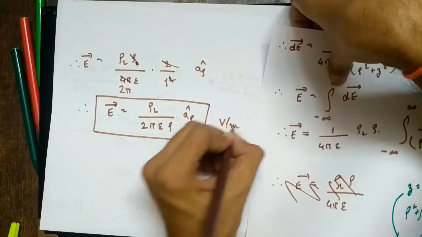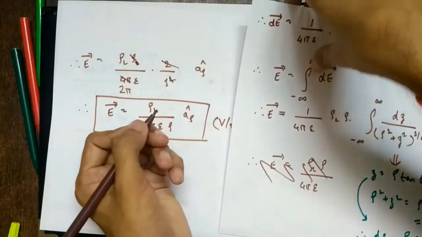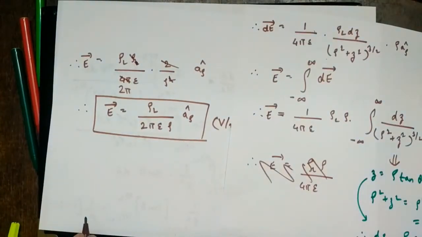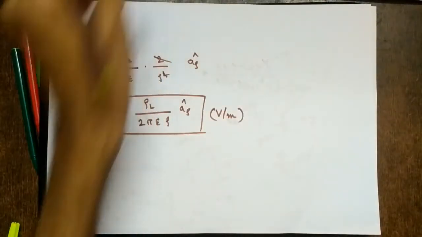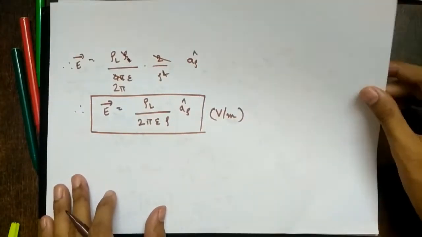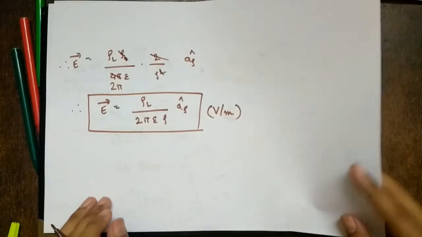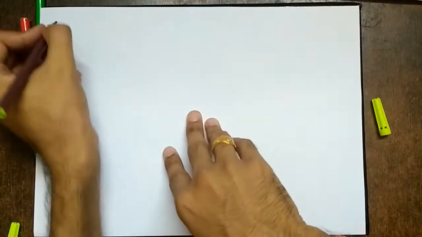Unit is volts per meter, or if you want you can take newtons per coulomb. Okay. So this is the way we have to solve. Similarly, on these lines we have surface charge. Okay. So let's solve that. I will not solve that completely, so you solve it yourself. I will tell you the concept.